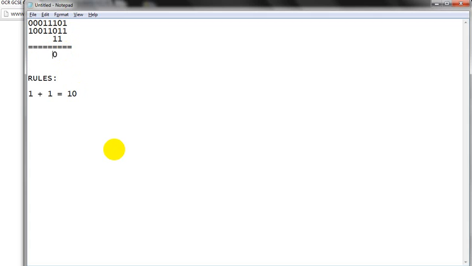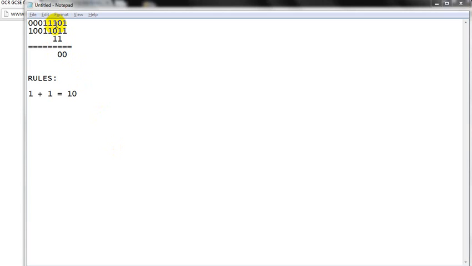Oops. There we go. Trying to line it up in Notepad's not so good. And is that lined up? Yeah. 0, 0 carry 1 again.